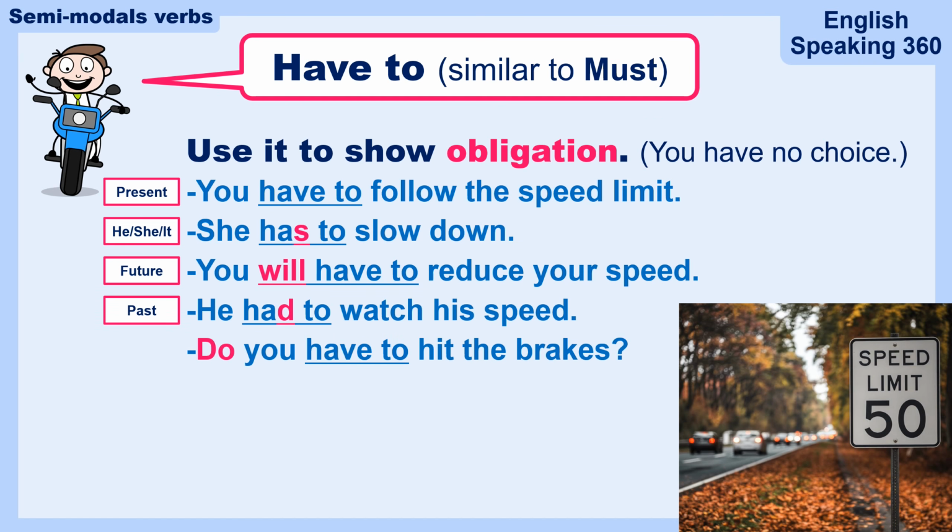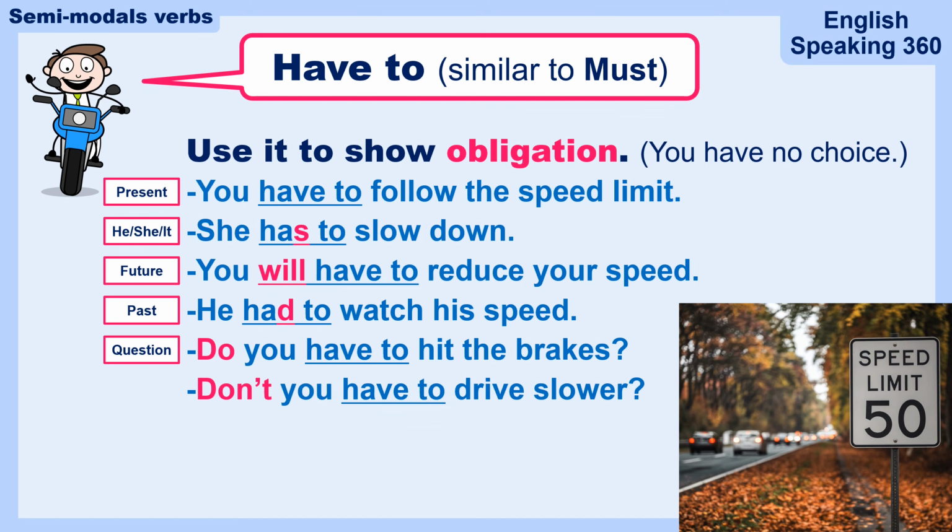Do you have to hit the brakes? Do, here you see that is the question form. You need the auxiliary do to be able to make the question. And the negative question, don't you have to drive slower? Don't is the auxiliary verb that you need to make the question here.